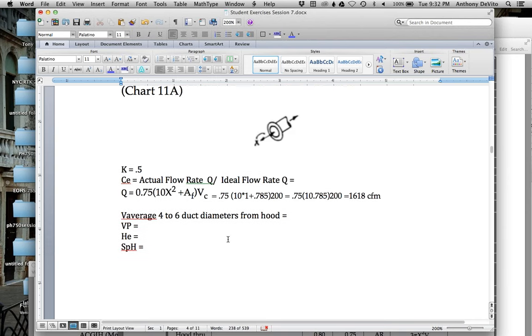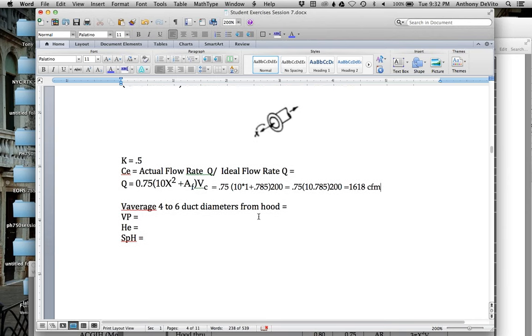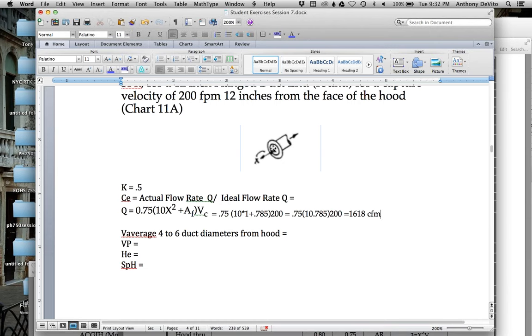Okay, so now, that's how much air is moving through this duct. Now, as it happens, this hood itself is a duct, so the diameter of the duct is going to stay the same. So if I have 1,618 cubic feet per minute moving into this duct, and I measure it 4 to 6 duct diameters up from the hood, what's my velocity going to be that far up the hood? Anyone want to hazard a guess at what my velocity is going to be? Right, Q equals VA.